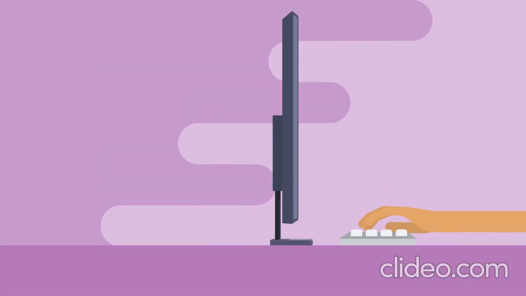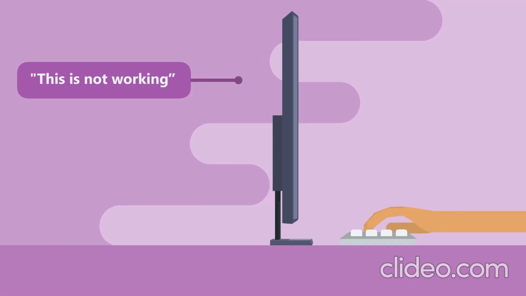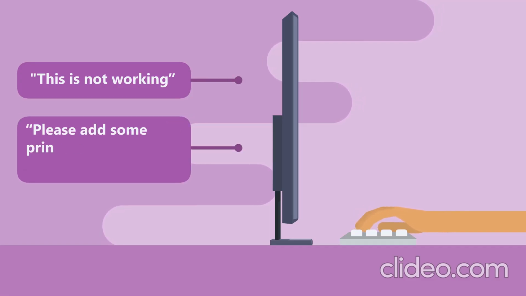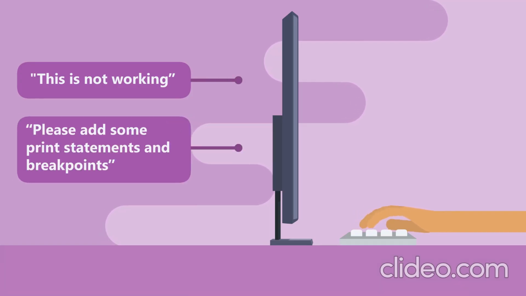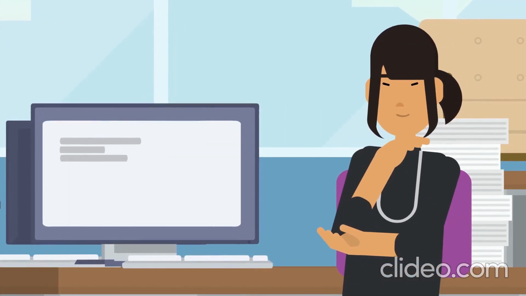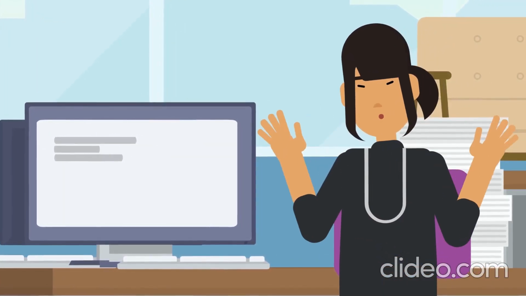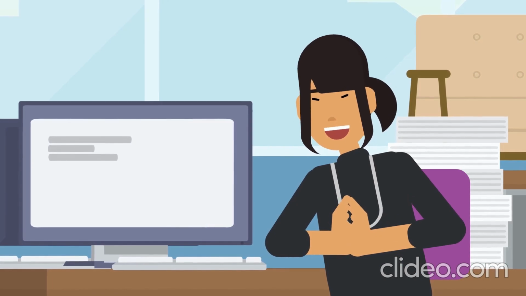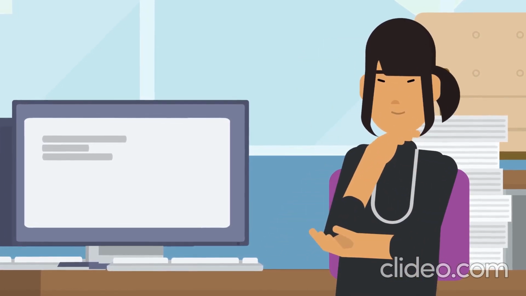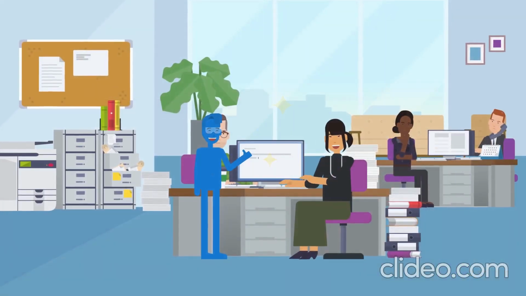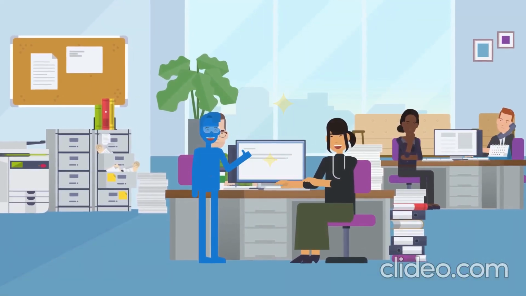AI may be able to assist in troubleshooting the code as well. If you have issues with Gen AI code, you can tell it in plain language, "This is not working," and ask it to please add some print statements and breakpoints. With patience, persistence, and a methodical approach, you can unravel the complexities of the error and get your analysis back on track. Debugging AI-generated code is not just about fixing errors.